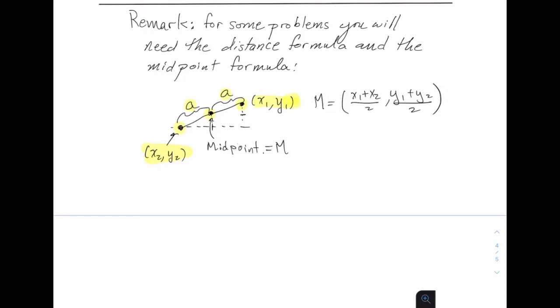So what are the coordinates of the midpoint? It is not difficult to see that you just average the x-coordinates to get the x-coordinate of the midpoint, and you average the y-coordinates of the endpoints to get the y-coordinate of the midpoint.